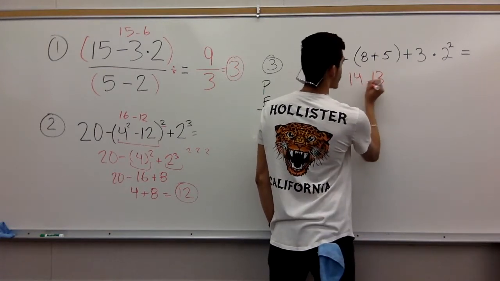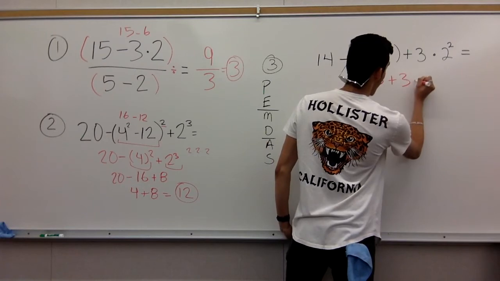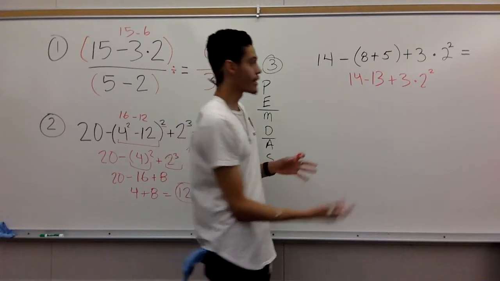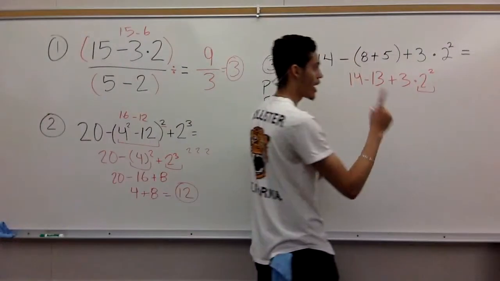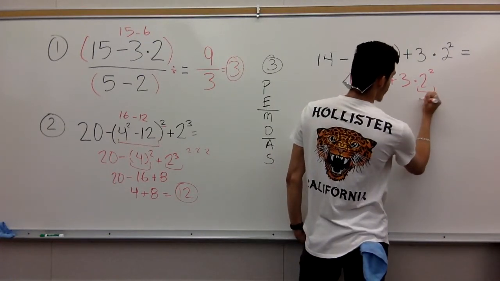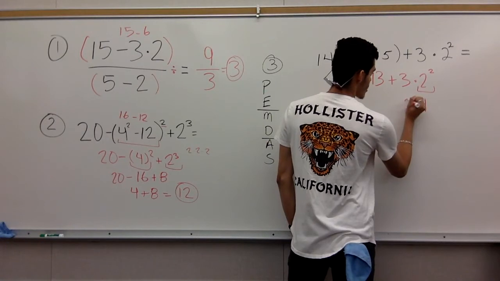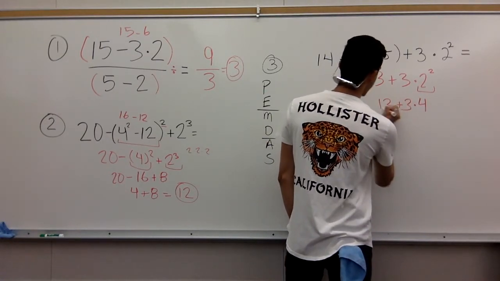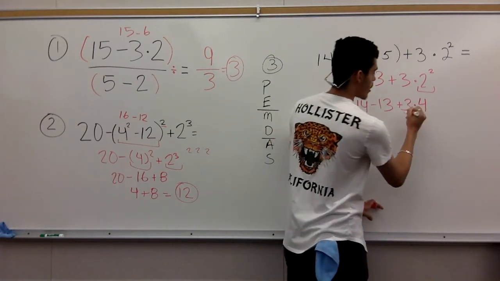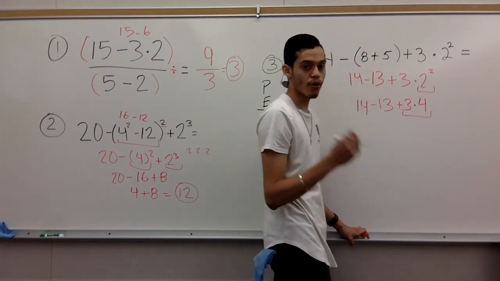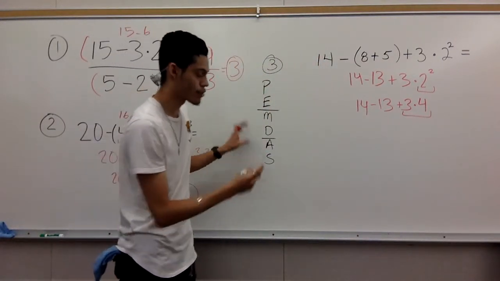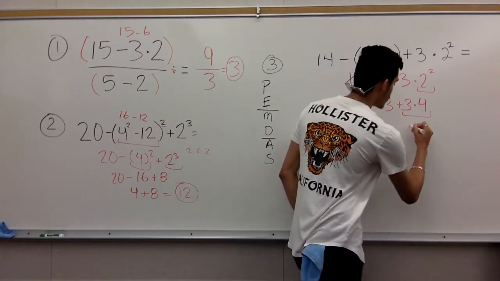Rewrite the entire problem as it is. Do we have any more parentheses present? No, we do not. Do we have any exponents present? Yes, we have this 2 squared right here. 2 times 2. Remember, you're multiplying it by itself. 2 times 2 gives you 4. Now you rewrite the rest of the problem. Do we have any multiplication or division present? Yes, we have this 3 times 4. That takes priority over addition and subtraction because it comes after parentheses and exponents in PEMDAS. 3 times 4 gives you 12.